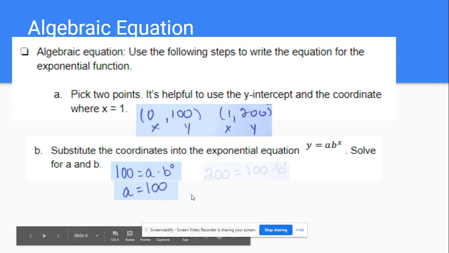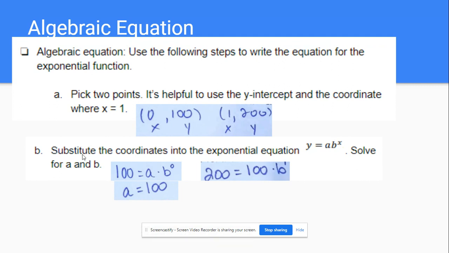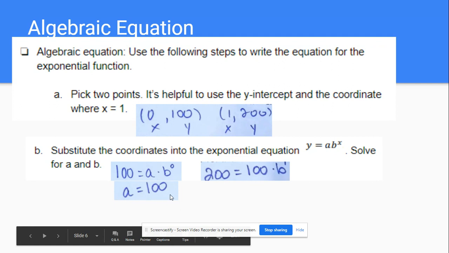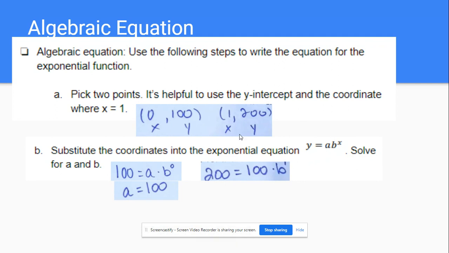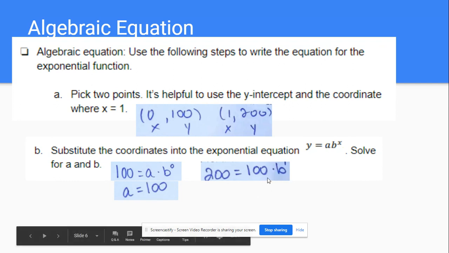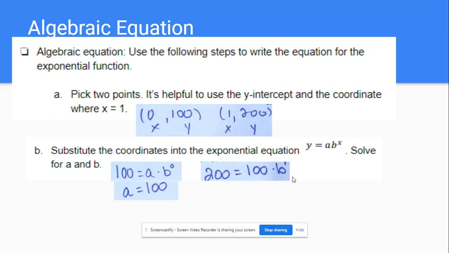Perfect. Let's keep going. Now I'm going to take a look at this second ordered pair, and I'm going to go ahead and substitute or replace. I'm going to take y out, and I'm going to replace it with 200. I now know a. A is 100. We figured that out. I do not know what b is, but I do know that x in this case, my tiny exponent x, happens to be 1. We got it from this ordered pair. All right, so now anything raised to the power of 1 is itself.